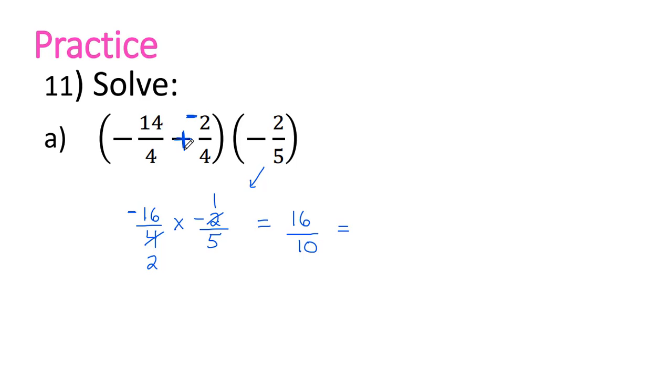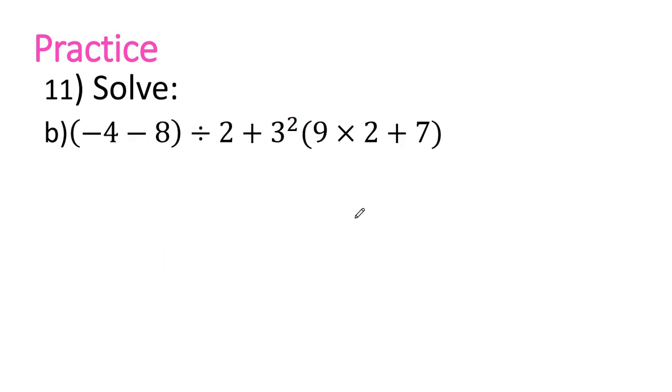So our answer is positive, and we're going to change this to a mixed number in lowest terms. 10 goes into 16 once, with 6 remaining. But 1 6/10 is not in lowest terms. We can divide by 2. So we're going to end up with 1 3/5, and that's a positive 1 3/5.